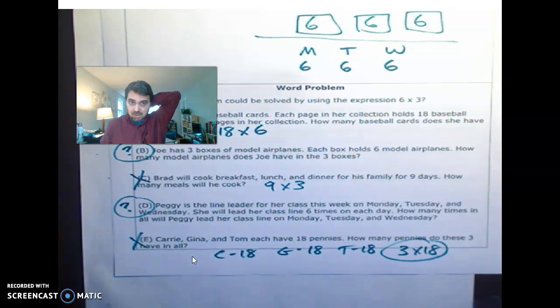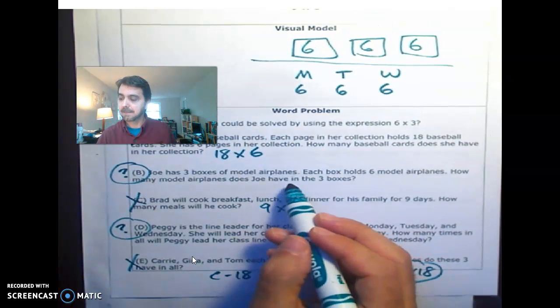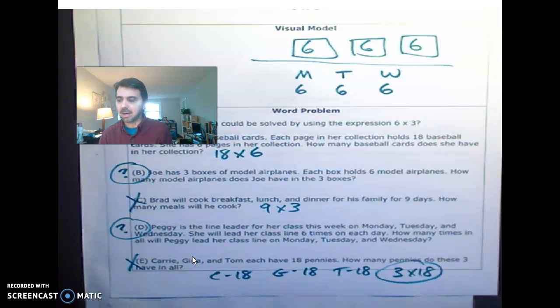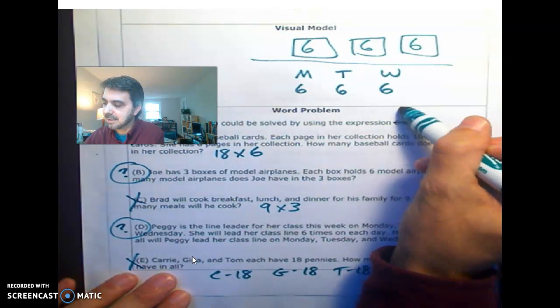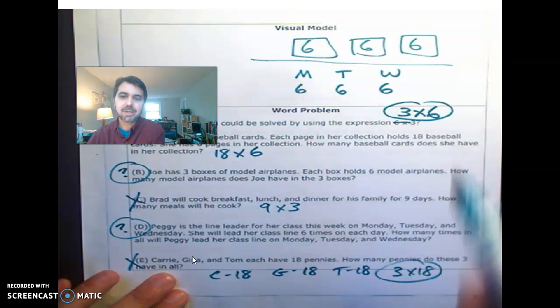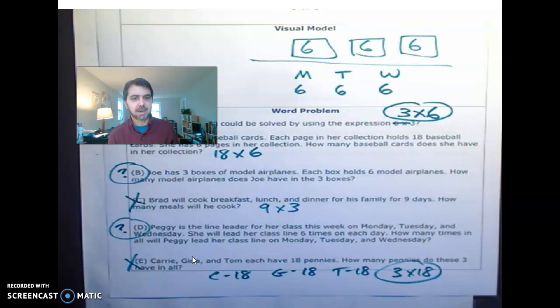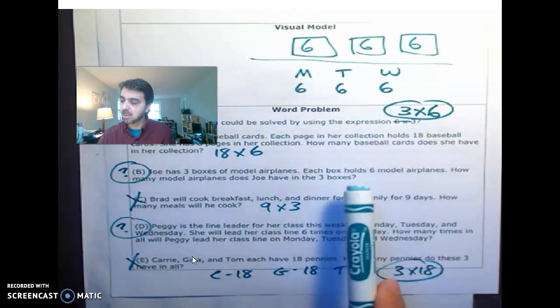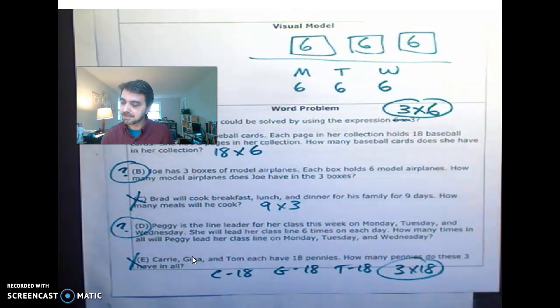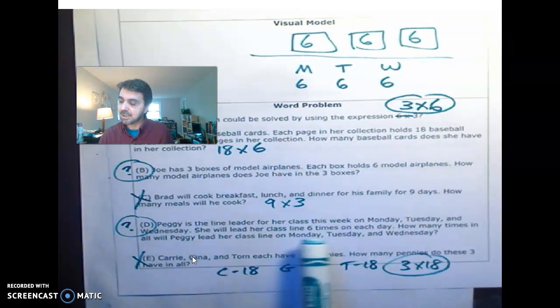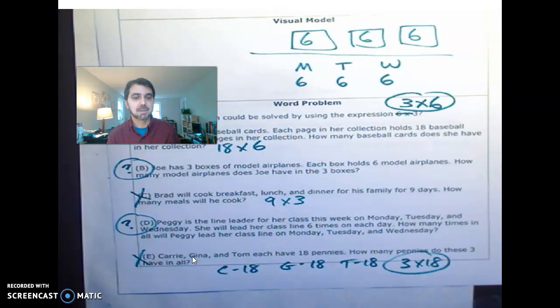So what I think, boys and girls, is that both of these could work. I think it would have been better if instead of 6 times 3, it said 3 times 6. So let's write 3 times 6, because that fits with the way we've been talking about it. But if you did 6 times 3, it would still get you to 18, which is the answer to both of those problems, right? Joe has 3 boxes, and each box has 6 model airplanes. And Peggy is the line leader for 3 days, and each day she leads her line 6 times. So 3 days of 6 line leads.